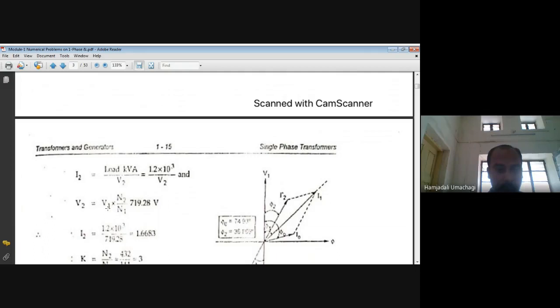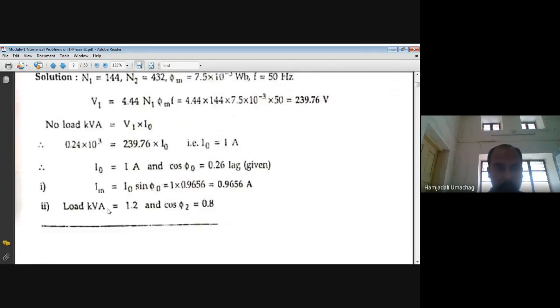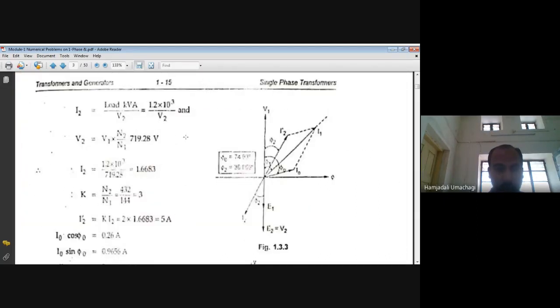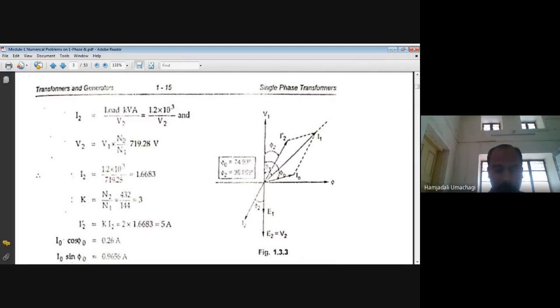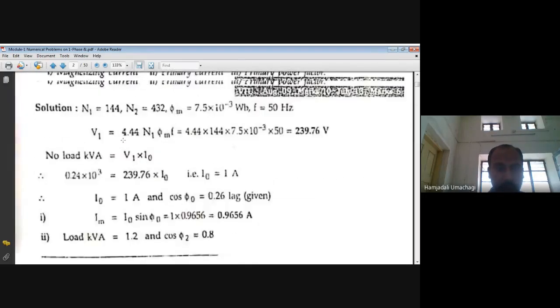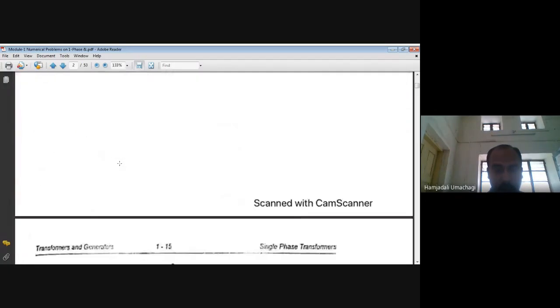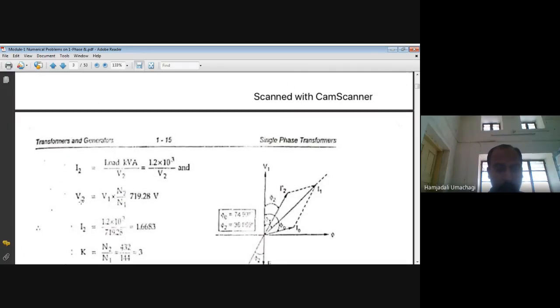V1 just now we have calculated here. V1 is 239.76. So substitute the value of V1 as 239.76. N2 and N1 are given for us. The value of N2 is 432 and N1 is 144. So substitute all the values, then calculate secondary voltage V2. V2 is equal to 719.28 volts. So here the equal to sign is missing. Here it is, V2 is equal to 719.28 volts.